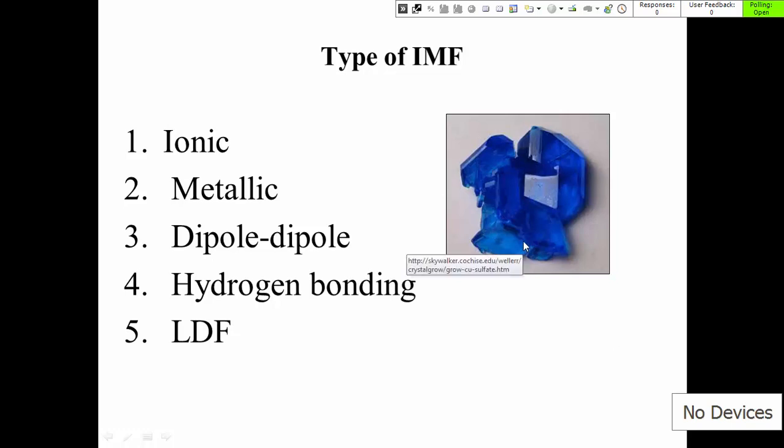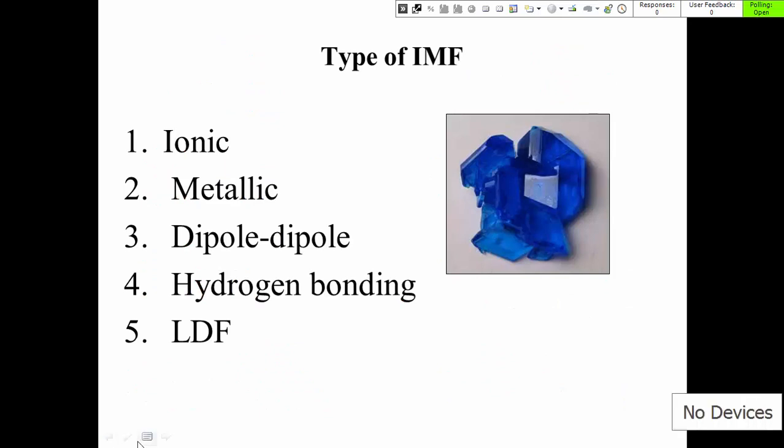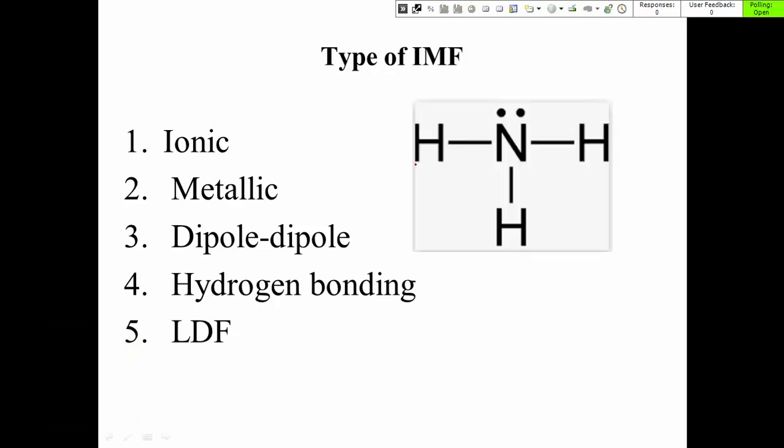Okay. This looks like a crystalline structure to me. I know it happens to be copper 2 sulfate, so it is an ionic compound. Ammonia can hydrogen bond.